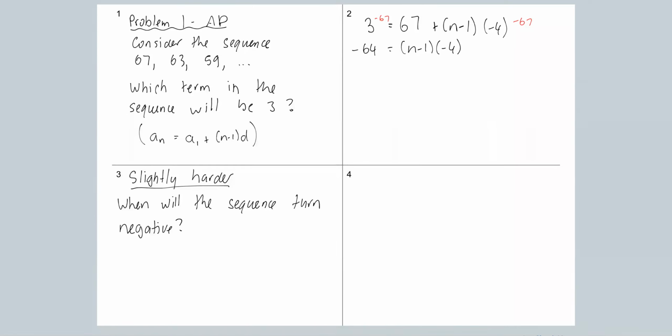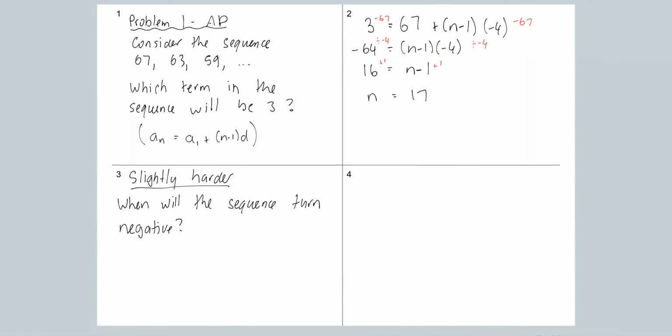Then I'm going to divide both sides by negative 4. And the negative divided by the negative will make it positive, and 64 divided by 4, you could use your calculator if you weren't too sure about this, or use short division off to the side, but it is equal to 16. So 16 is equal to n minus 1. And then I'm going to add 1 to both sides to get n is equal to 17. I'll pop that in there just so you can see it.